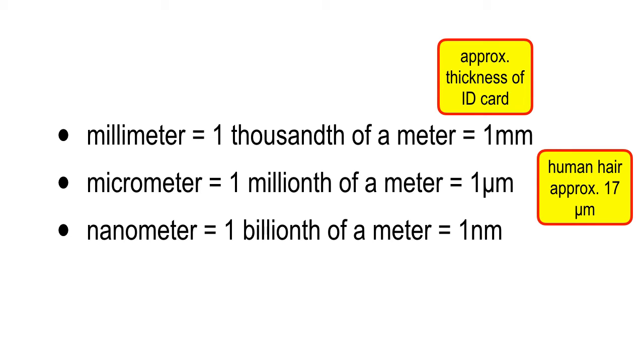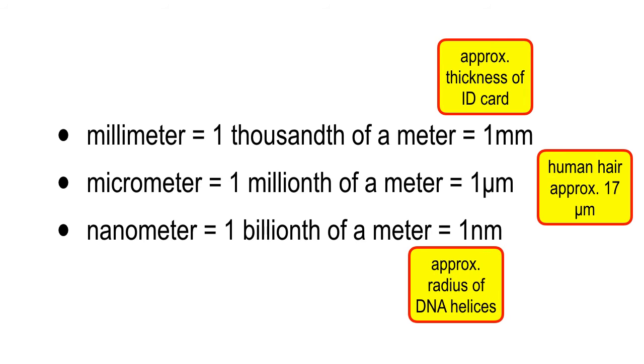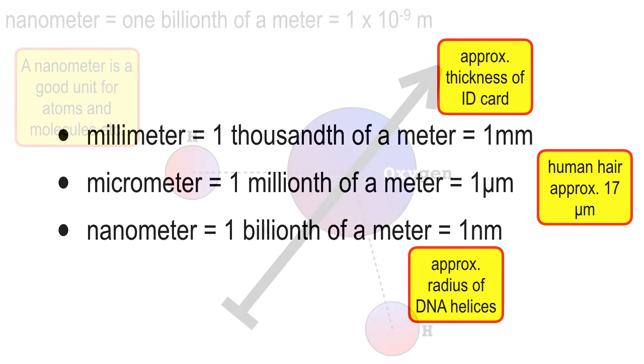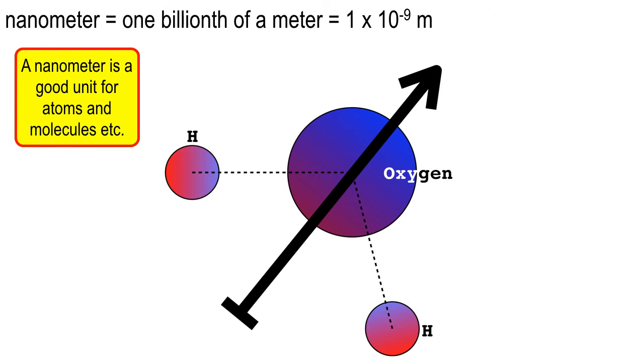And a nanometer is a billionth of a meter. Now, when you're talking about that, that's another 1,000 times smaller. You're talking about approximately the radius of the spirals in DNA, the double helix structure. The helices of DNA, radius is about 1 nanometer. And in general, a nanometer is a good unit for atoms and molecules. Scientific notation, 1 times 10 to the minus 9 meters.